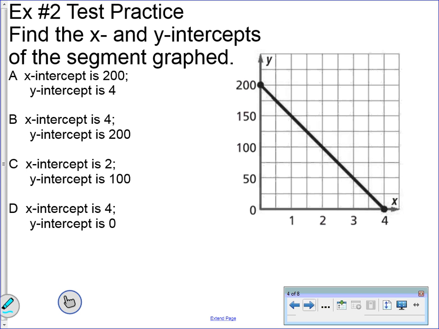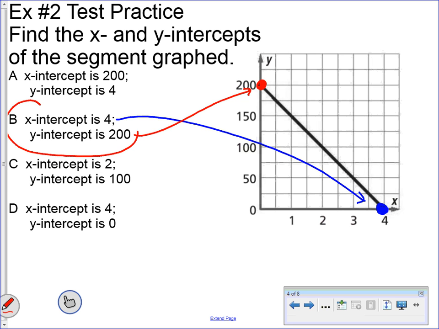Take a look at this sample test question and see if you can determine which are the correct x and y-intercept. You should pause now. Okay, so if you got B, that's correct. So the x-intercept was at 4, and the y-intercept was at 200, thus resulting in B as our answer.